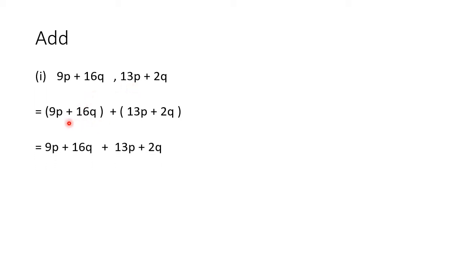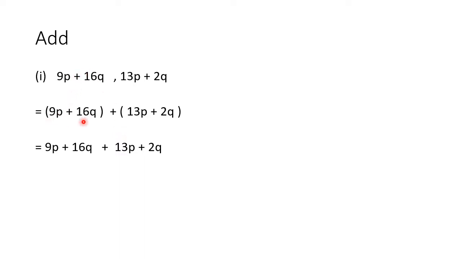Now a very necessary condition here: when you remove the brackets, you have to check the signs. But as you see here, whenever you have a plus sign outside the bracket, the sign inside the bracket remains the same. So whenever you are adding, you don't have to worry about the signs, because the sign of each and every term is retained. Like for example, 9 was positive, it is positive here. 16 was positive, it is positive here. 13 was positive, it is positive here, and 2 was also positive, so it is positive. So when you're adding, you don't have to worry about the signs, it always remains the same.